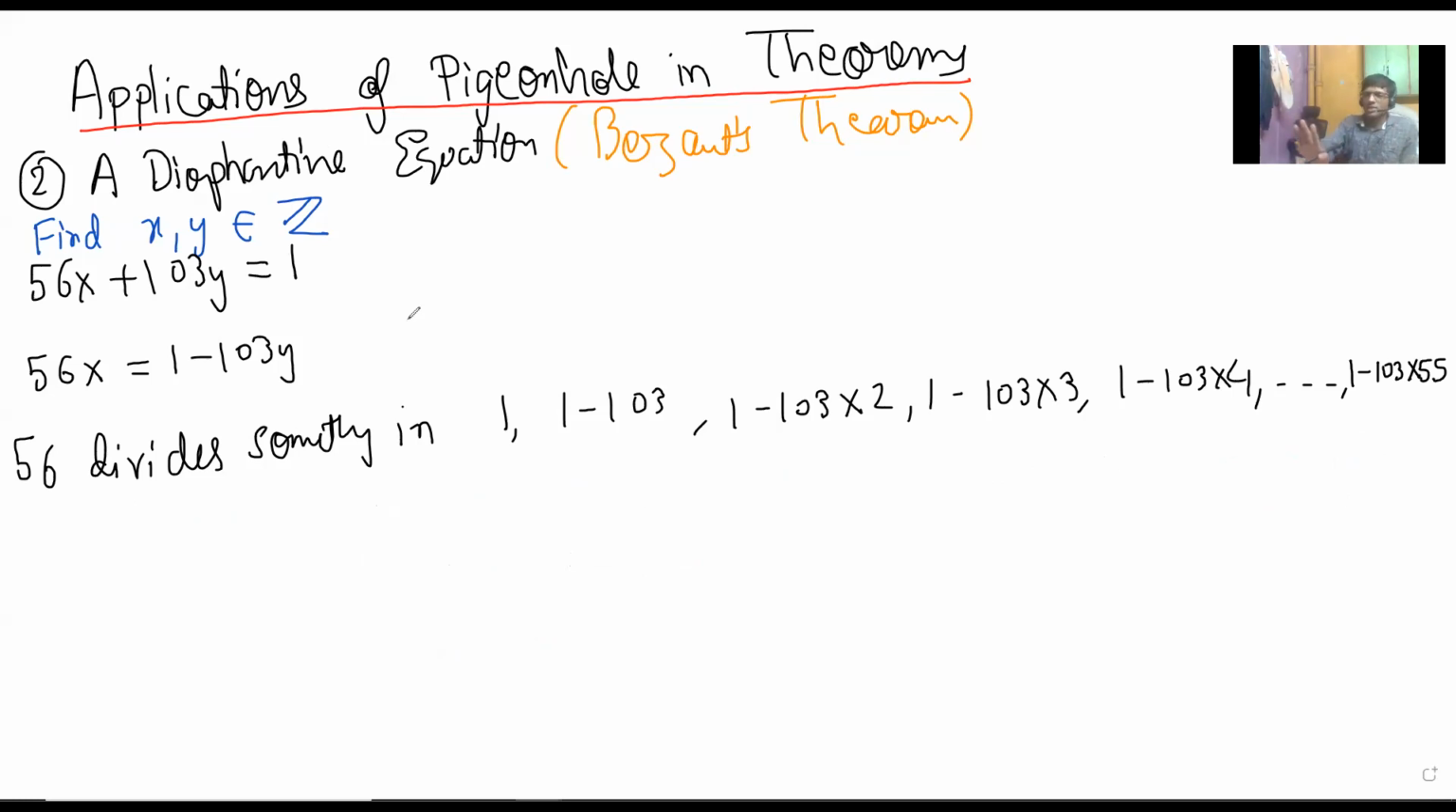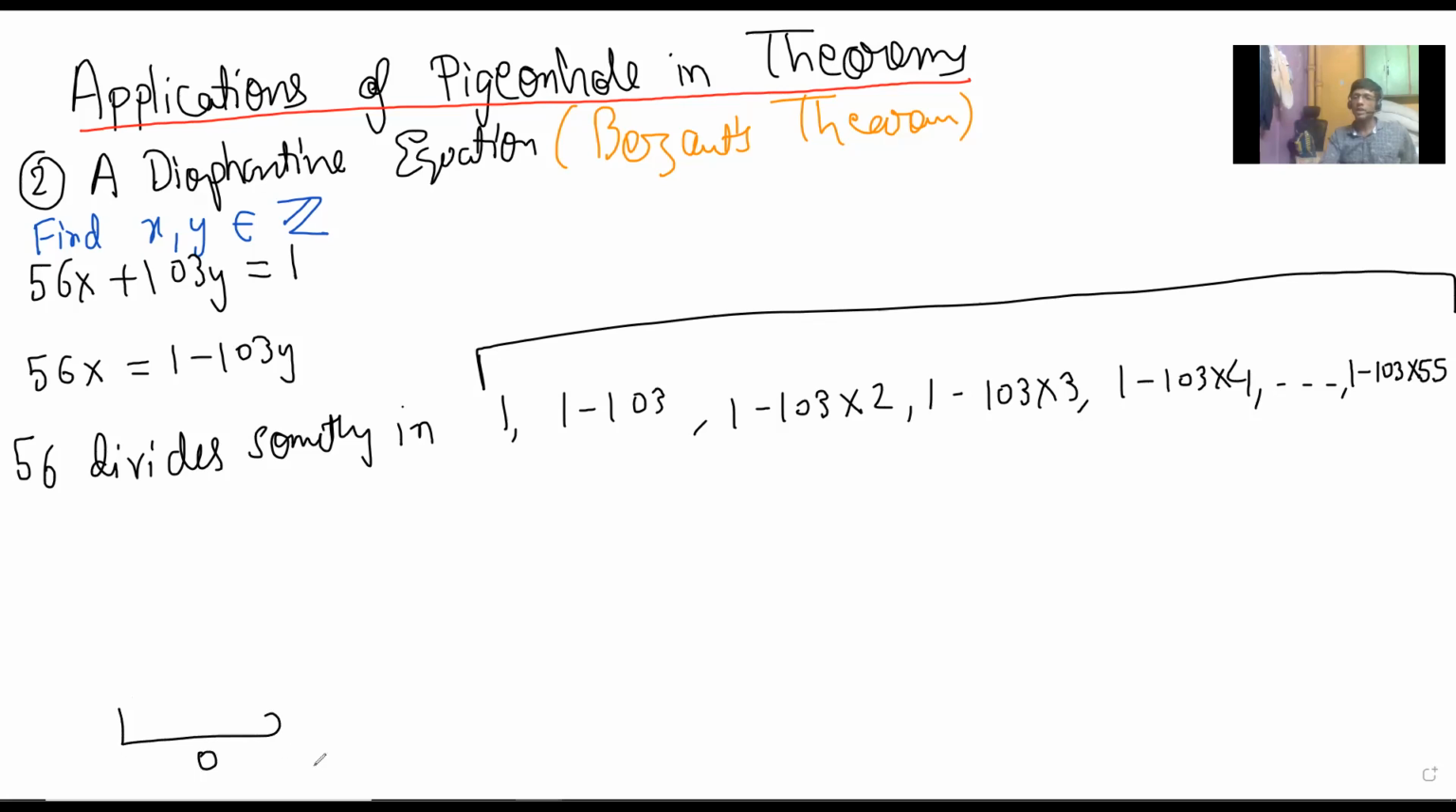Only consider this list of 56 numbers. Do you guys see there are 56 numbers here that we are looking at? Now what can you say when you apply PHP on this? There are these cages, 0, which is eagerly waiting. We want something to go to 0. And then there's 1, and then there is 55. There are 56 remainders, 56 numbers.